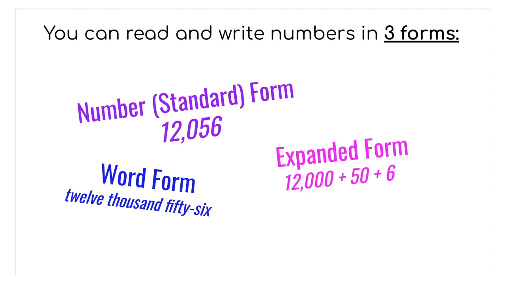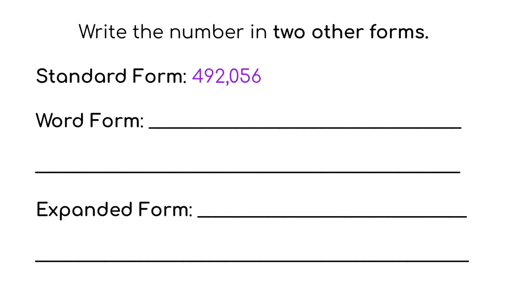In this video, you will learn how to read and write numbers in three forms: number or standard form, word form, and expanded form. Here we have the number in standard form or number form, 492,056. We can write this in word form and expanded form.